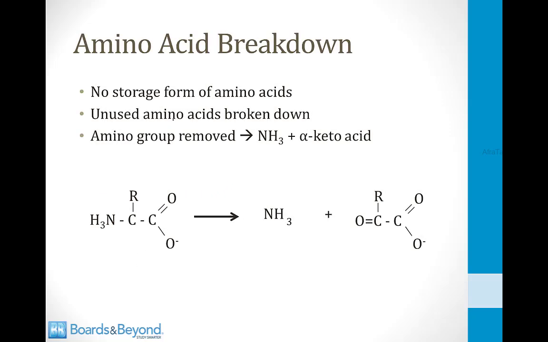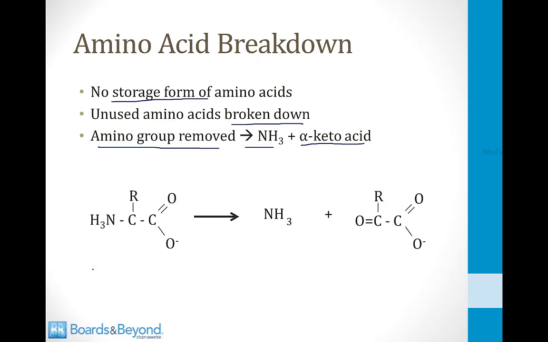Unlike fats and carbohydrates, there is no storage form for amino acids or proteins, so any excess amino acids or unused amino acids are broken down by the body. The way the body does this is by removing the amino group from the amino acid to create an ammonia molecule and a structure called an alpha keto acid.